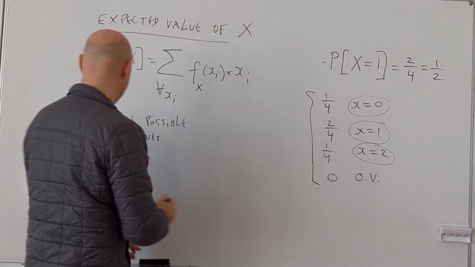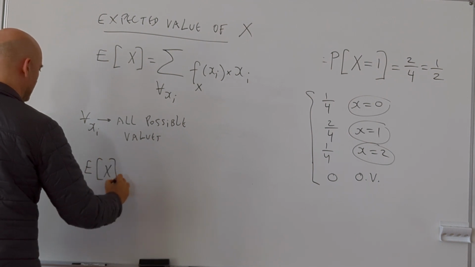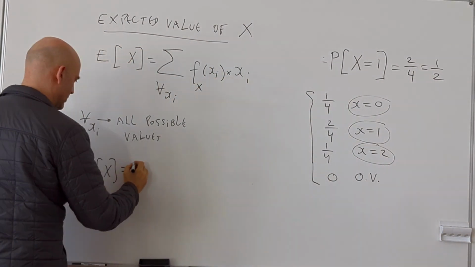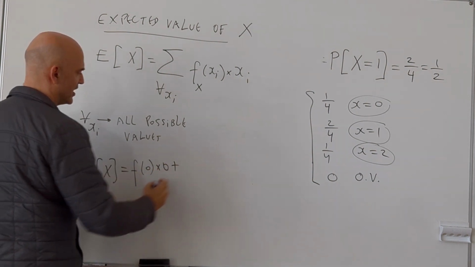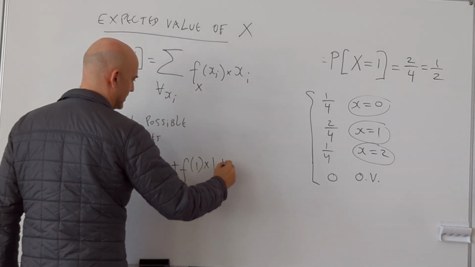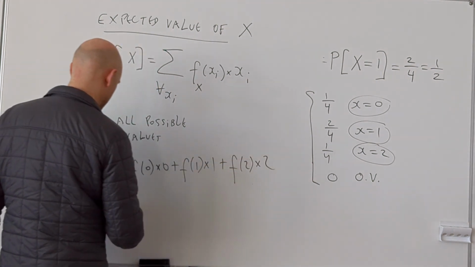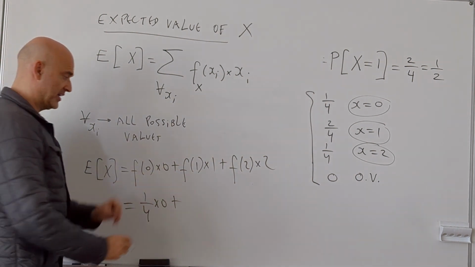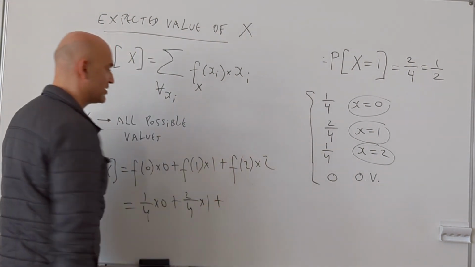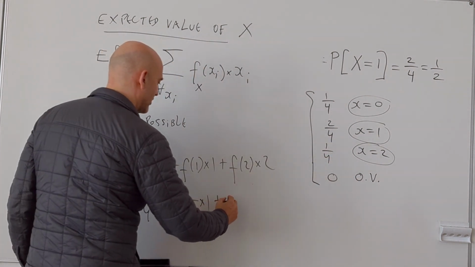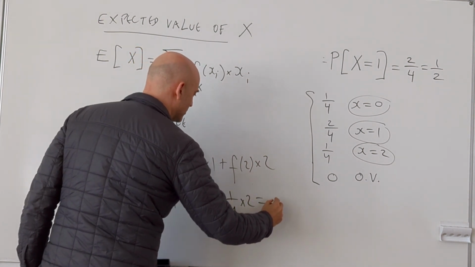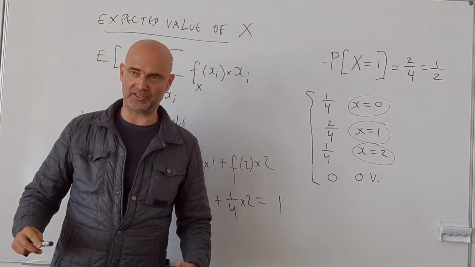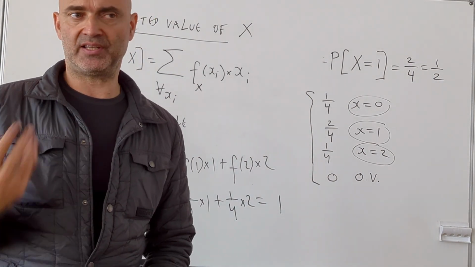So let's do it with this example. So the expected value is equal to, we use the probability of 0 and we will multiply by 0, and so on. So we put here probability of 0 times 0 plus probability of 1 times 1 plus probability of 2 times 2. So this is very easy. Probability of 0 is 1 divided by 4 times 0. Probability of 1 is 2 divided by 4 times 1 plus probability of 2 is 1 divided by 4 times 2. So, the result is equal to 1. This is easy to do. So the expected value of the number of faces when we throw two coins is equal to 1.